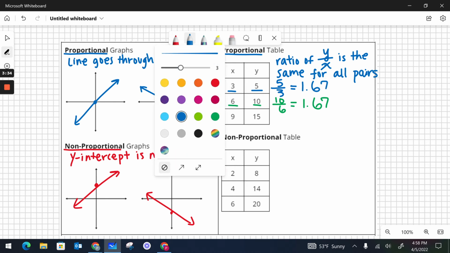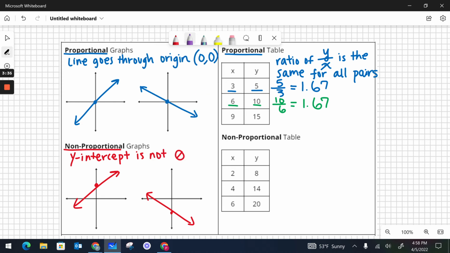And let's also just check this last pair. Y divided by x. So if I did 15 divided by 9, put that in my calculator, also equals 1.67. So for every single one of those xy pairs, if I do y divided by x value, I'm getting the same number every time. Therefore, this is a proportional relationship.